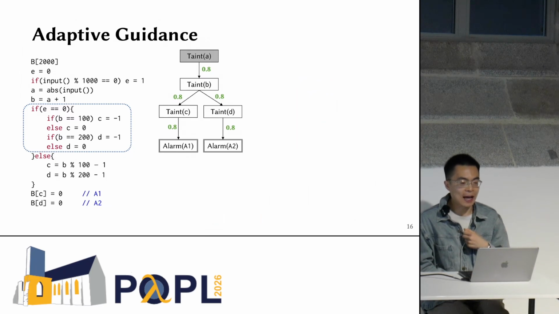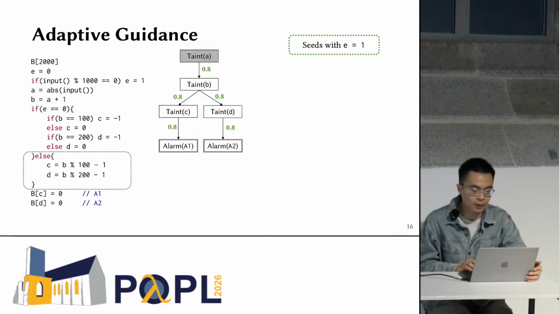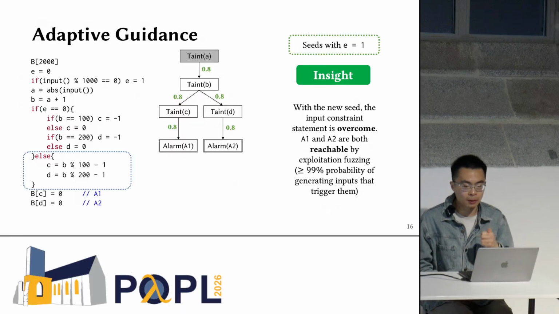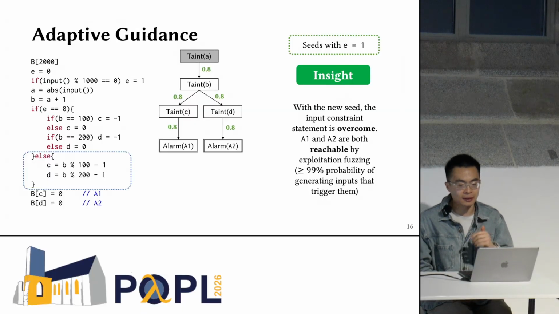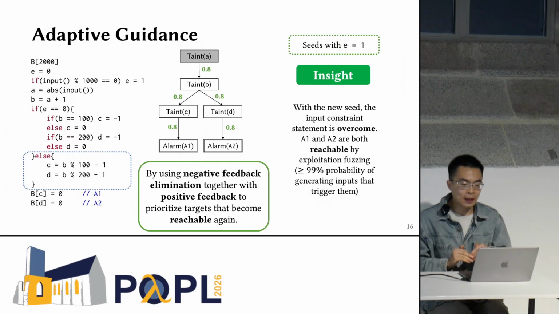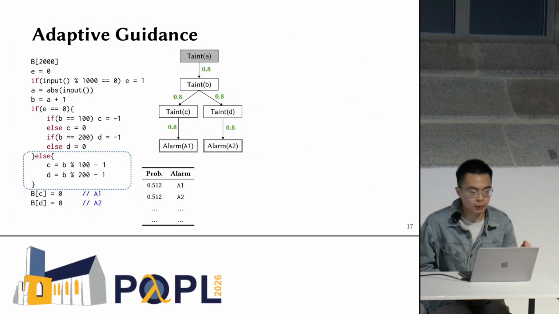After another round of exploration fuzzing, the fuzzer has accumulated more seeds and now has seeds with E equals 1. At this point, we clear all previous negative feedback. The insight is that with the new seed, the input constraint is overcome, and both A1 and A2 become reachable by exploitation fuzzing. That is, there is at least a 99% probability of generating inputs that trigger them. By applying negative feedback elimination and using the updated result of exploitation fuzzing on A1, we prioritize targets that become reachable again. We will show how our approach works.